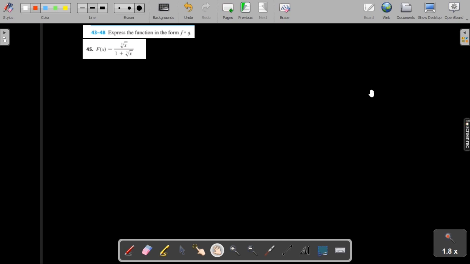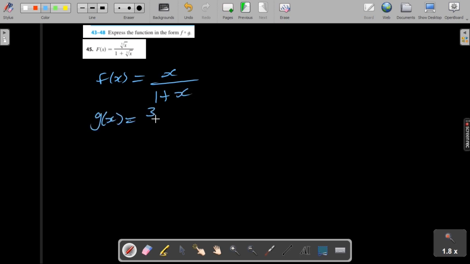We are asked to express the function in the form f of g, so we have to figure out what f is and what g is, and to do that we have to imagine that f is on the outside and it is the function which we're substituting into. So if we're substituting into f, we can imagine that f of x would just be x over 1 plus x. And our g would perhaps be the cube root of x.